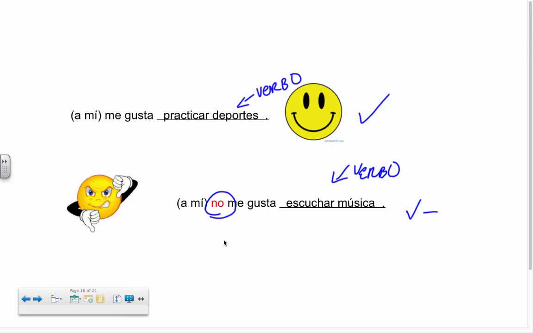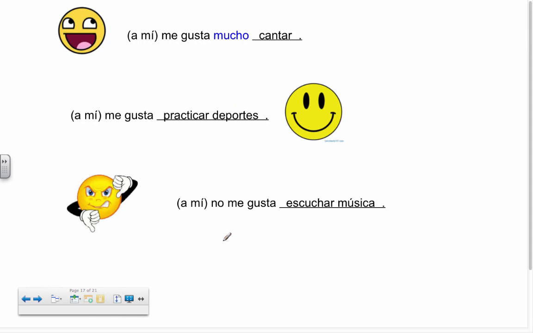A couple new phrases. What if you love something? You don't smile. You grin like this guy. You love it. You're going to add the word "mucho." "A mí me gusta mucho." Really like. "A mí me gusta mucho cantar." Love to sing. So this is I really like, or it's almost like I love. I really, really like it.